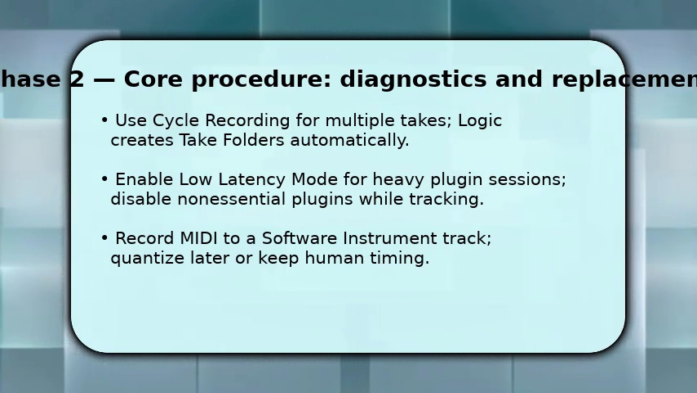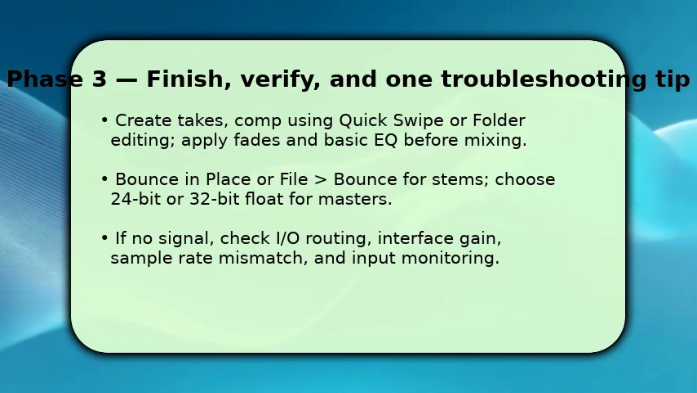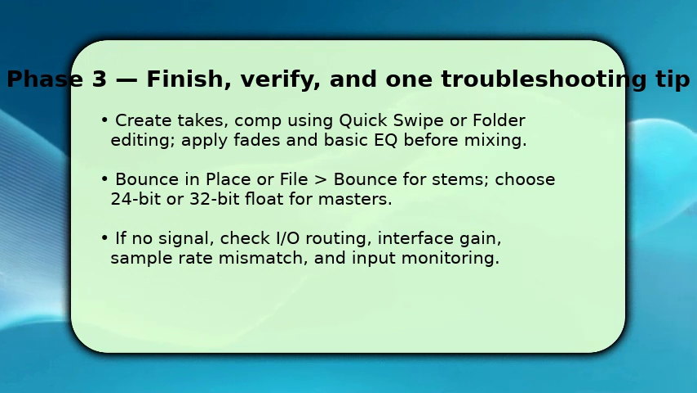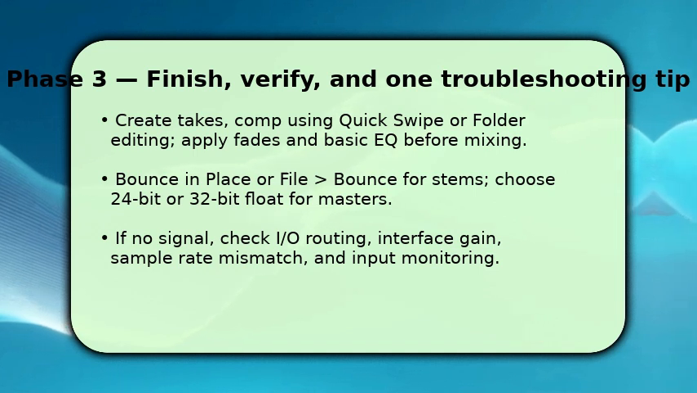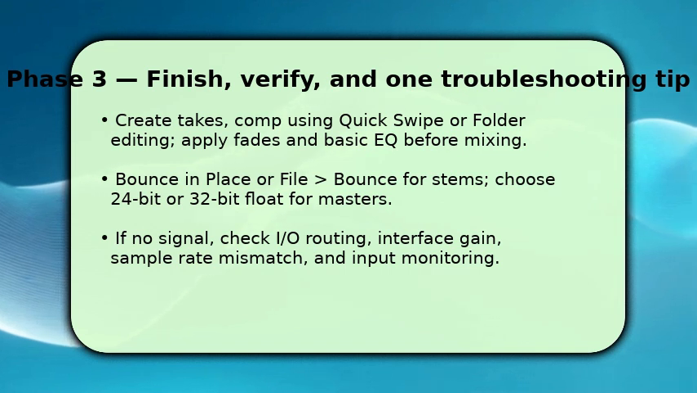Finish by cleaning and exporting. Comp your best phrases using quick swipe comping, then trim and add short fades to avoid clicks. Apply corrective EQ and light compression before bouncing. Choose 24-bit or 32-bit float exports depending on final use. Once your mix is ready, use file bounce to create stems or a stereo master.